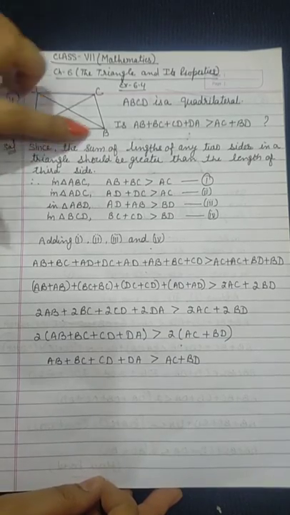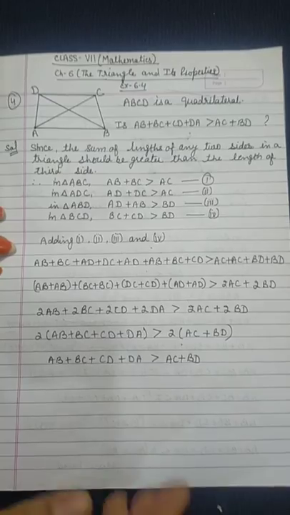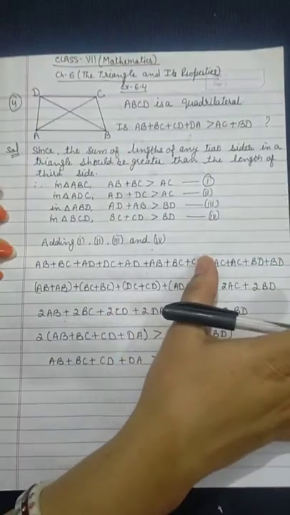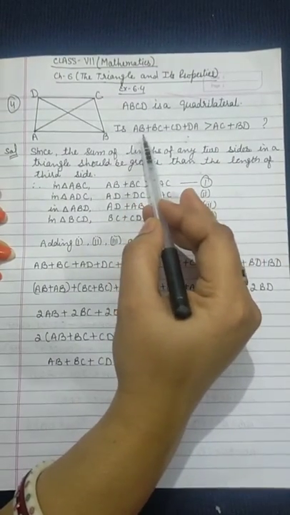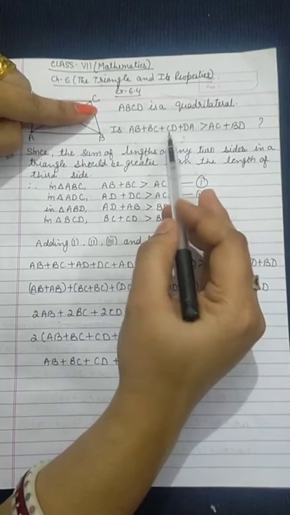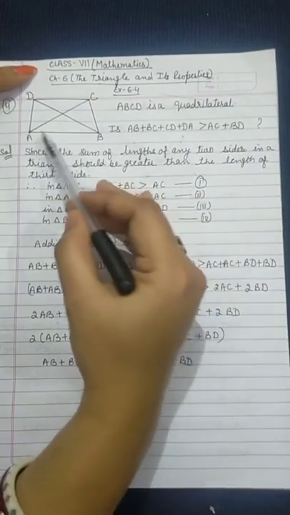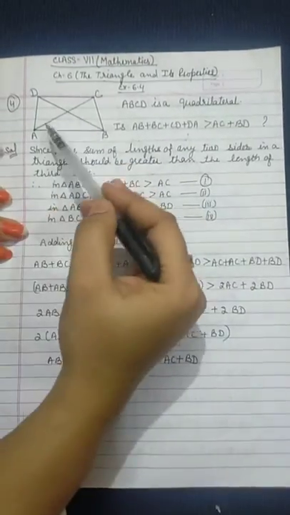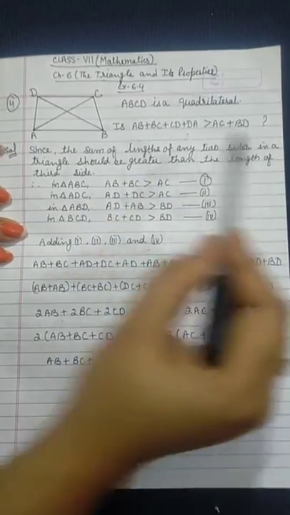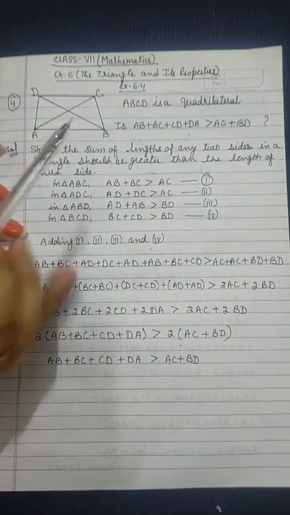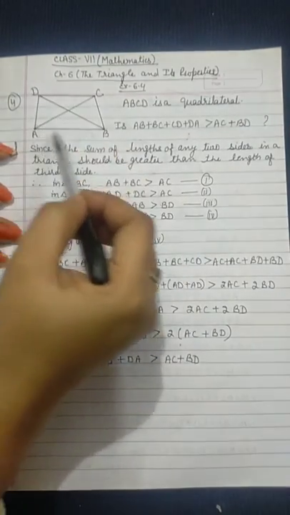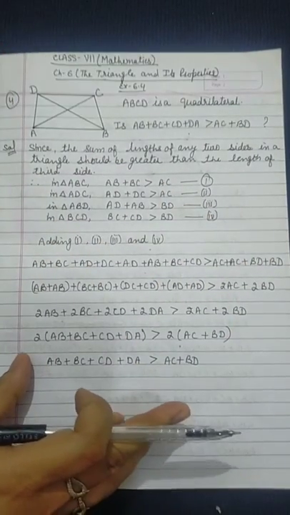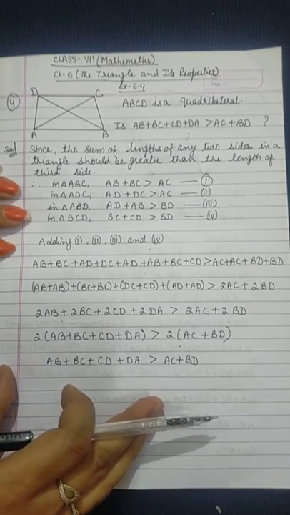Now you will observe that one diagram is given to us and it is asking that ABCD is a quadrilateral. You can see here it is a quadrilateral, and we have to prove that the sum AB plus BC plus CD plus DA, all these four sides, is greater than AC plus BD. AC is the diagonal, and BD is the other diagonal. That means we will check that the sum of all four sides of a quadrilateral is greater than the sum of its diagonals. So let's start the sum now.